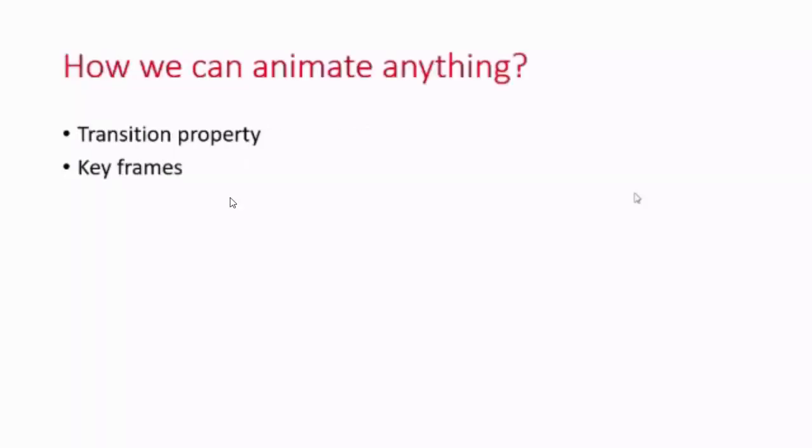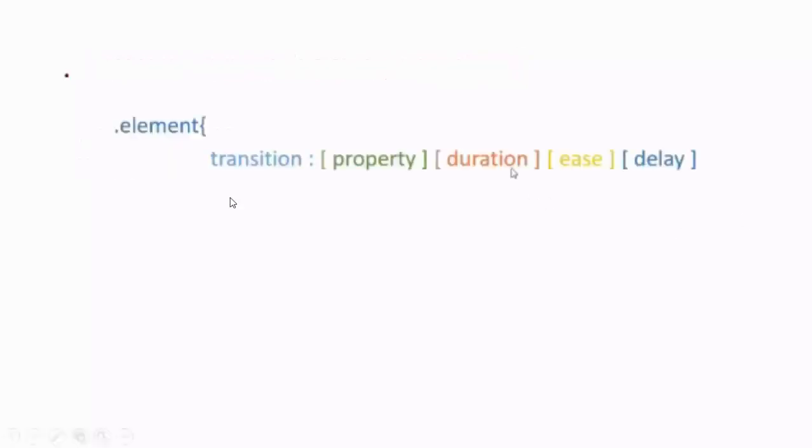How can we animate anything? Initially, there are mainly two ways to animate anything in web design. The first is the transition property, and the second is keyframes. The first one, the transition property, we are going to cover in this video, and we will discuss the techniques and how it actually works. This is the transition property syntax.